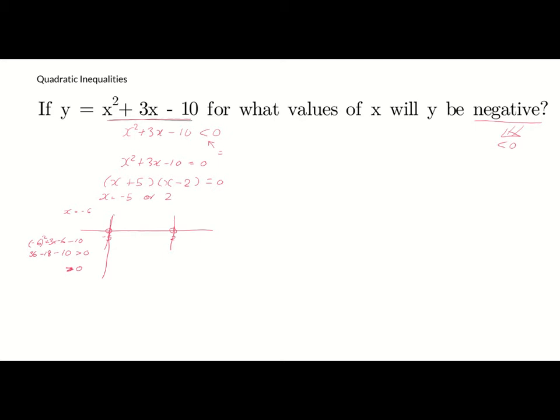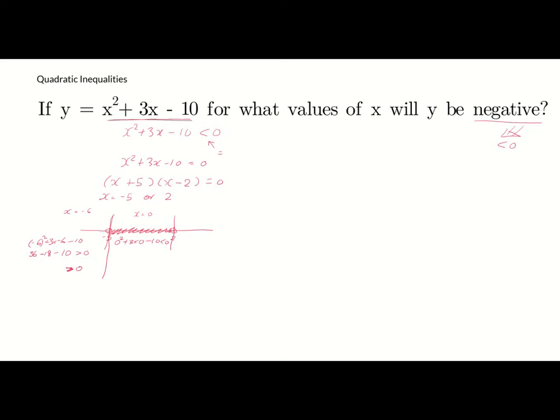So next we're going to substitute a value between negative 5 and 2. I'm going to choose x equal to 0 because it makes the arithmetic easier. So we've got 0 squared plus 3 times 0 minus 10. That's equal to negative 10, which is below 0. Okay, so this whole region is going to have a value that is below 0. So we know it's negative there.